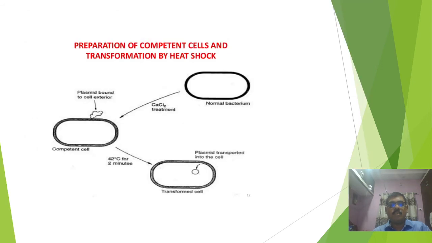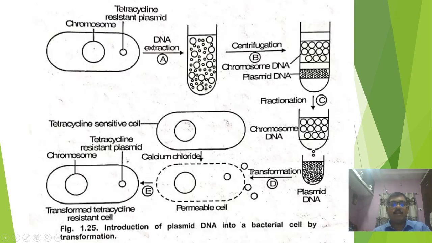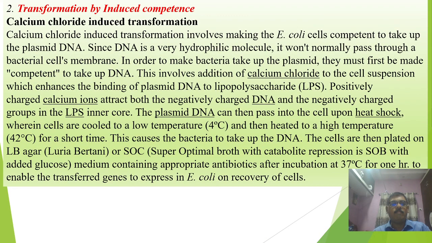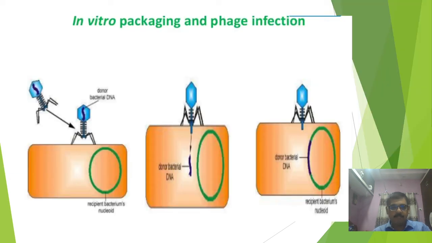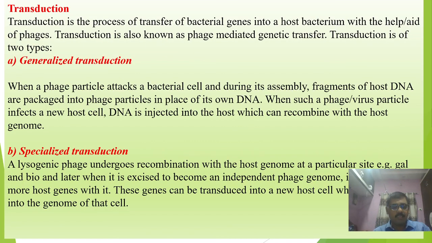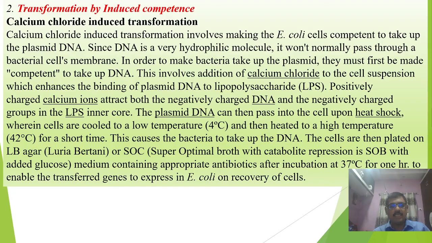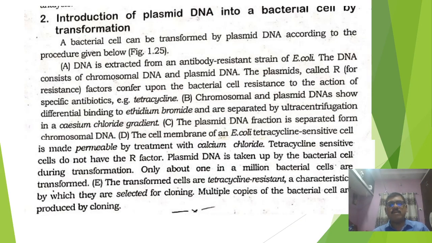What are these? One is transformation by heat shock, where the cells are first kept at 4 degrees centigrade with the action of calcium chloride, and then given a sudden heat shock for a short period of 2 minutes at 42 degrees centigrade, and the cell will get transformed. The next process is calcium chloride induced transformation or induced competence, and the second is transduction. So this is regarding ligation and how you can transfer the recombinant DNA molecule into the host cell. Thank you.